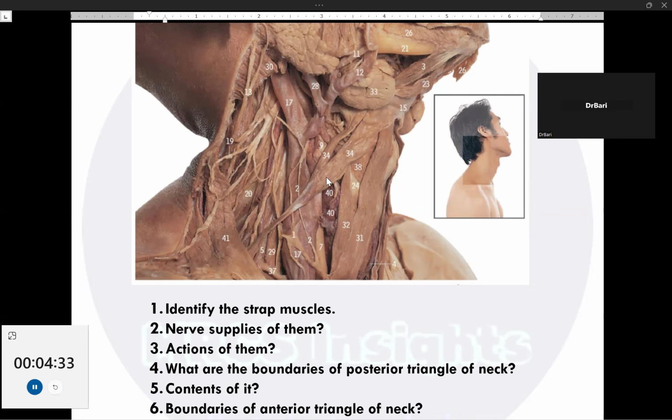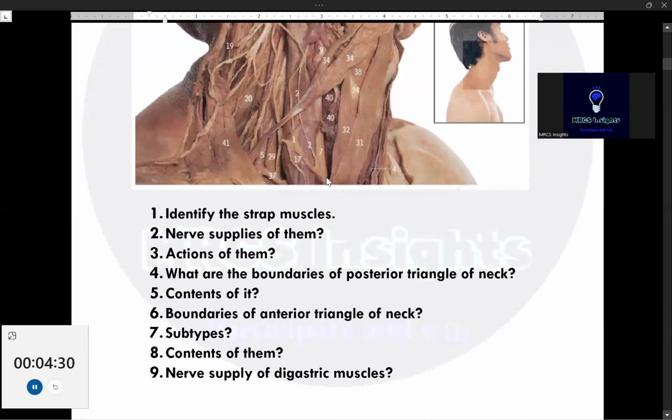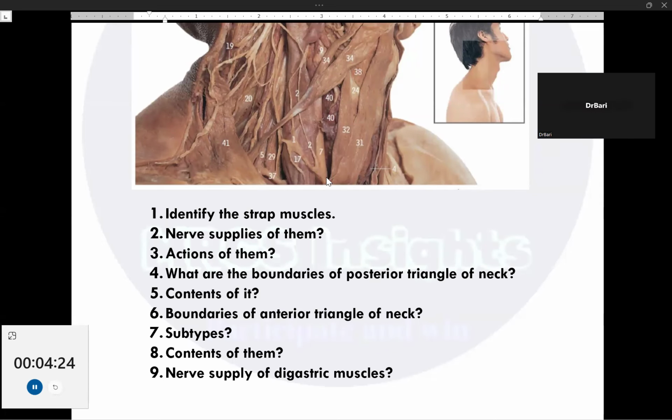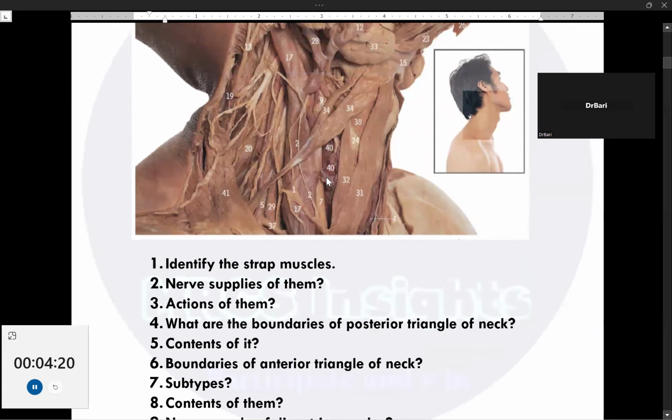Okay. Now tell me the boundaries of the anterior triangle of the neck. The anterior triangle of the neck is bounded by the midline of the neck, and on the lateral side, above, it is the anterior belly of the digastric.